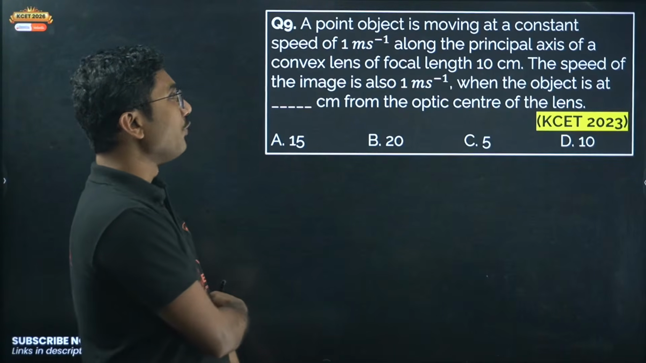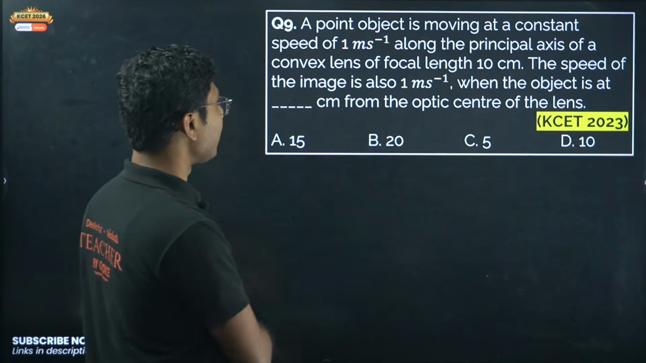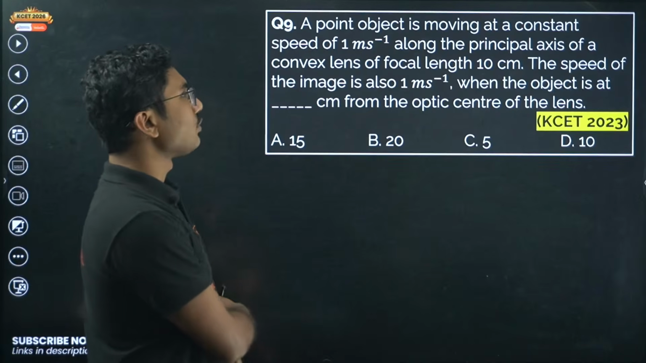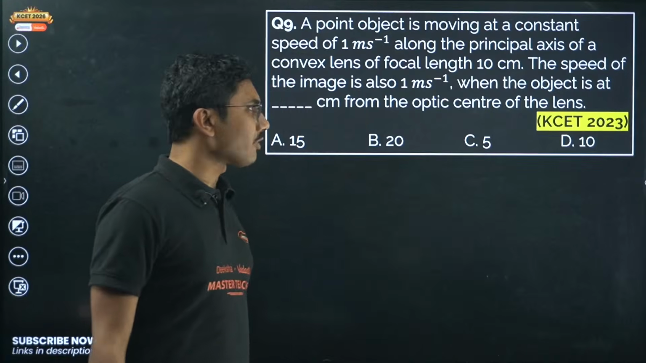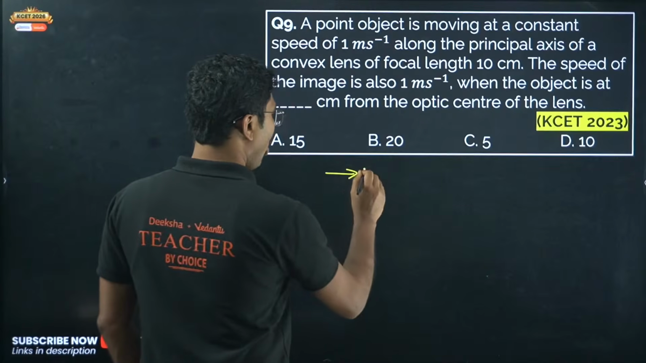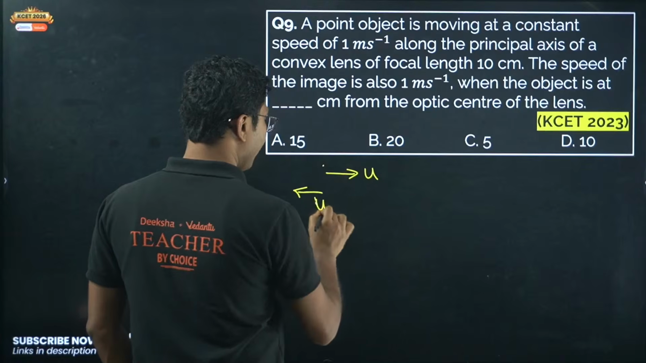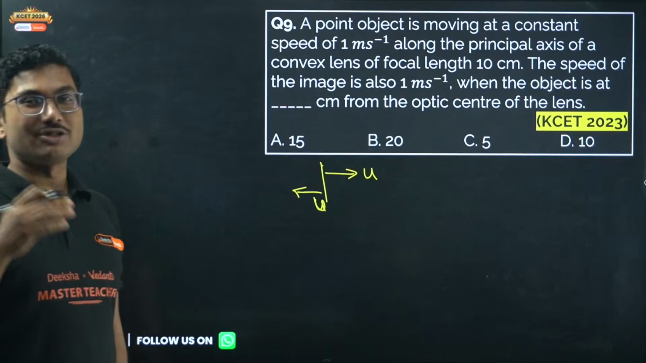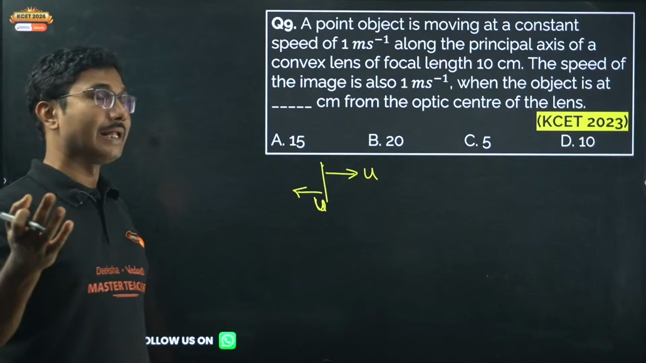A point object is moving at a constant speed of 1 meter per second along the principal axis of a convex lens of focal length 10 centimeter. The speed of the image is also 1 meter per second when the object is at a dash centimeter from the center. As I mentioned, object speed and image speed are the same only when they are located at 2f. For a mirror it is 2r, and for lenses it is 2f.